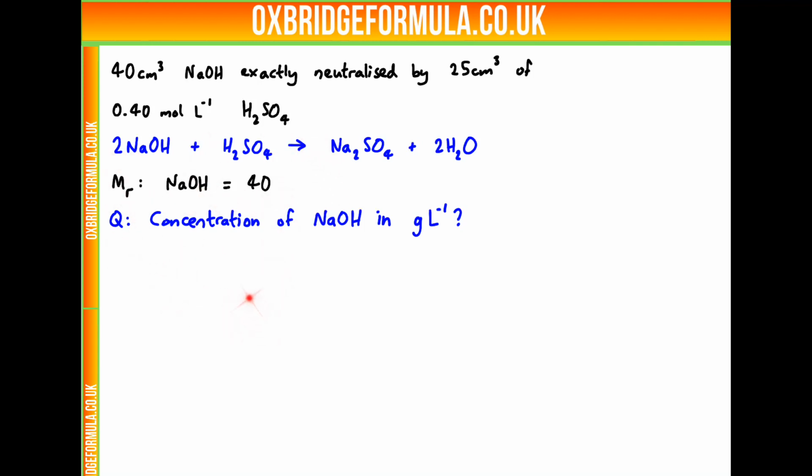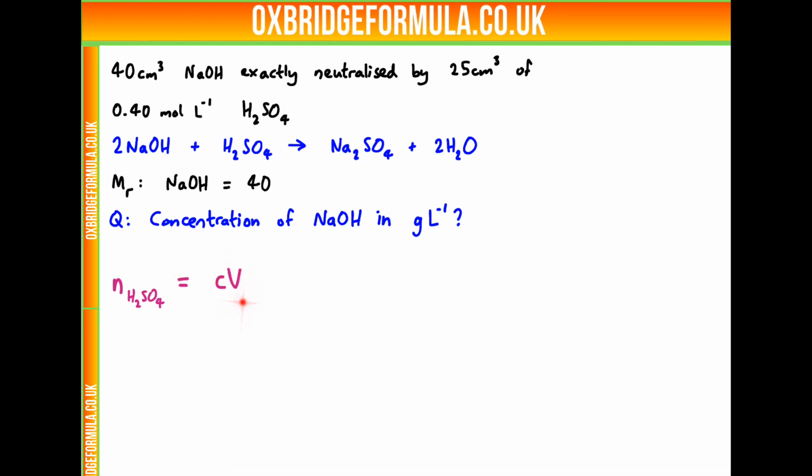So the question is, based on this information, what was the concentration of the sodium hydroxide solution in grams per litre? So where to begin? Well, let's start with what we know. We have the concentration and the volume of this acid that was needed. So from that we can work out the number of moles of acid, and that would help us along our way to working out the concentration of sodium hydroxide. So how do we calculate the number of moles of acid? That is the concentration times the volume.